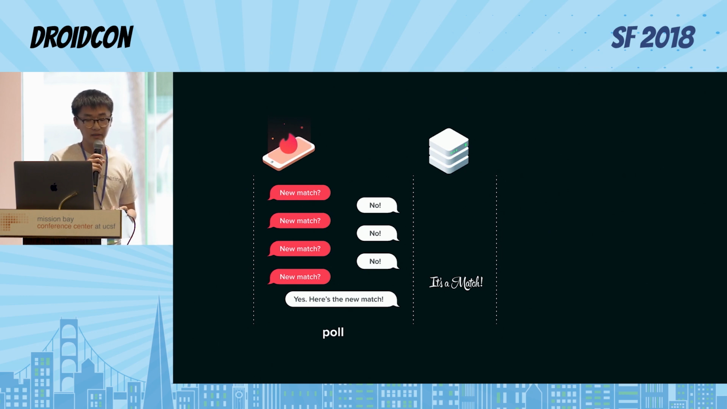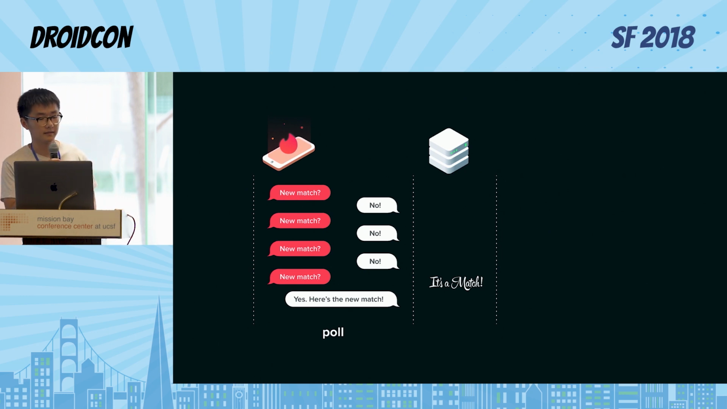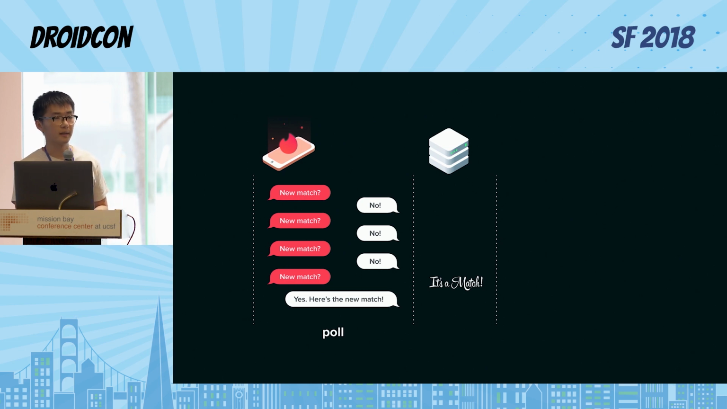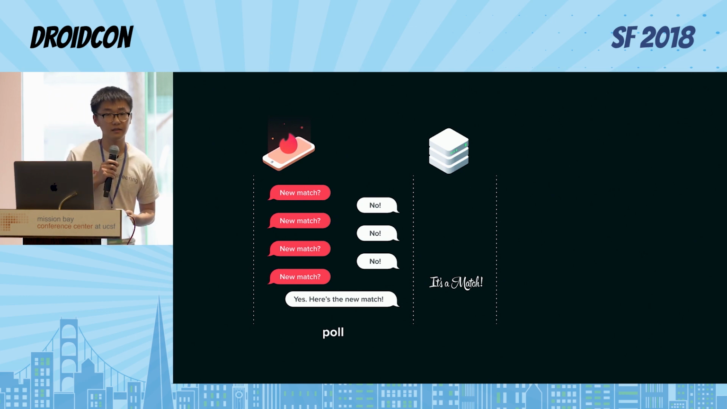This form of communication is called polling. Polling is easy to implement in code. It's probably not the best practice, but it worked for a long time. During this time, Tinder grew its user base exponentially. We now have users in almost 200 countries, and we deliver 26 million matches every day.